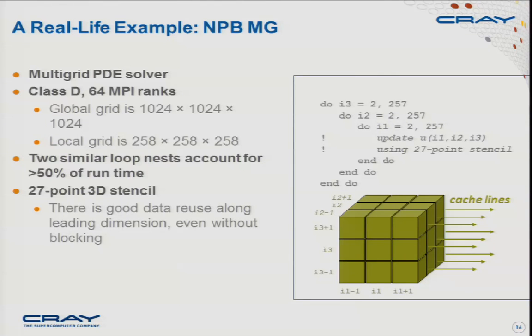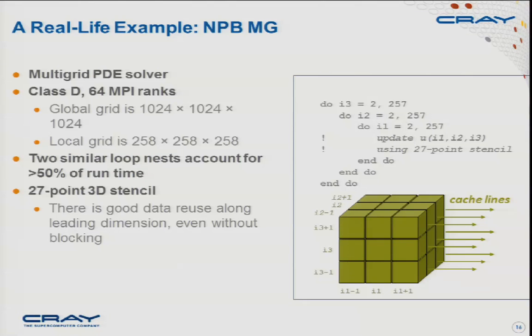NPB, NAS Parallel Benchmarks, MG multigrid. It's got a triple nested loop here. It's got a 27-point stencil, which we don't actually code up here, but a fairly substantial body there, and quite a bit of loads. The global grid is 1,000 by 1,000 by 1,000. The local grid is a little bit more than 256 cubed. This and a couple of other similar loops account for 50% of the runtime. I don't know when this data was originally taken, but let's take it as true, right?